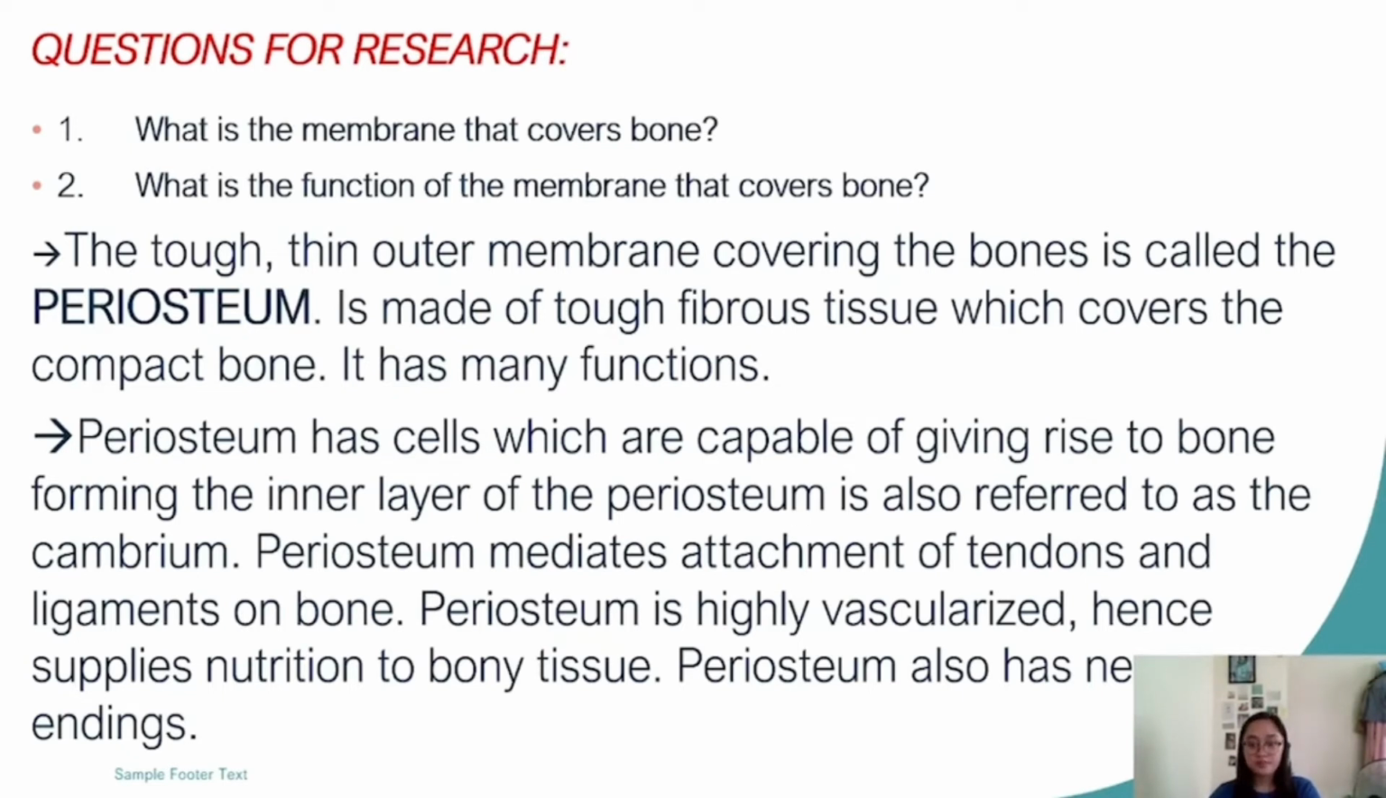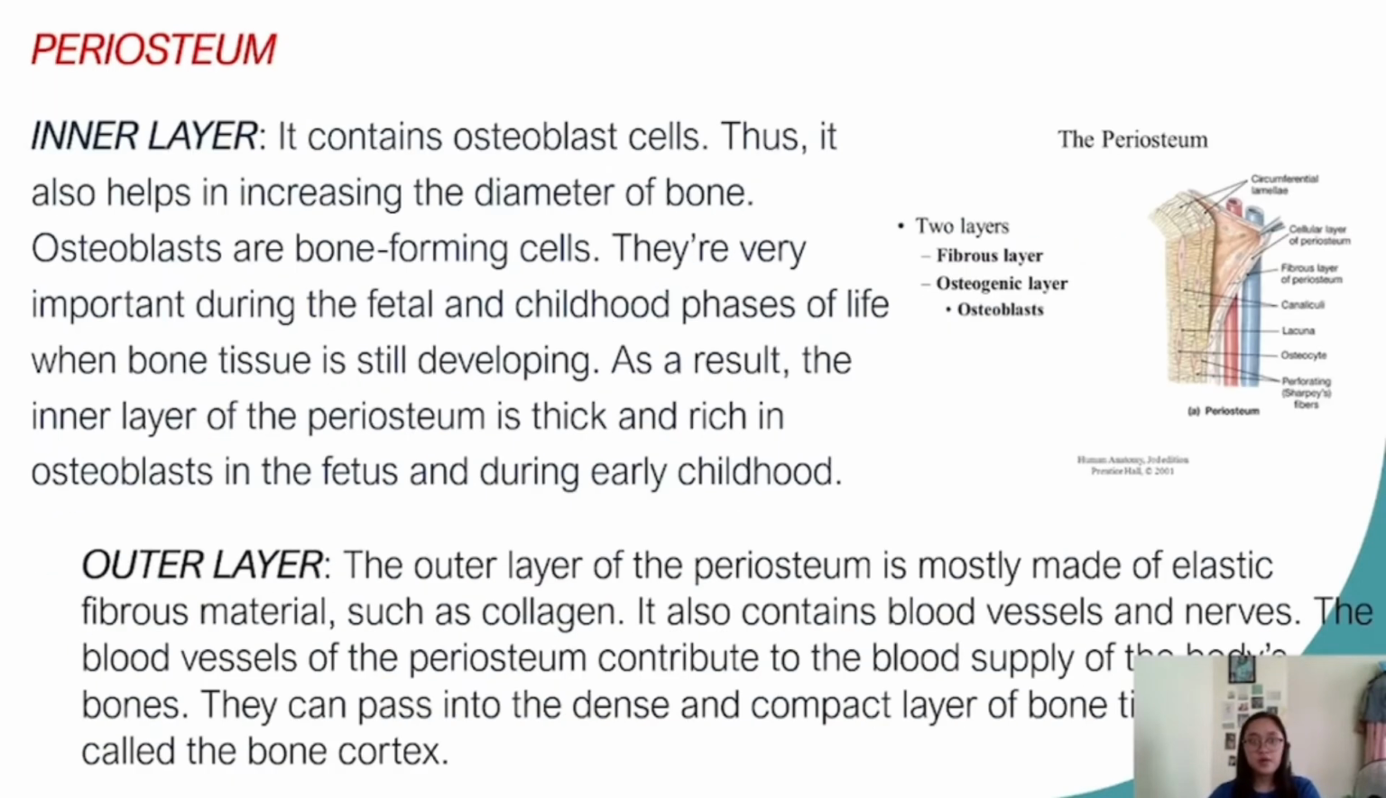Periosteum mediates attachment of tendons and ligaments on bone. Periosteum is highly vascularized, hence it supplies nutrition to bony tissue. Periosteum also has nerve endings. Periosteum has two layers: the inner layer and the outer layer. The inner layer contains osteoblast cells, thus it also helps in increasing the diameter of bone.